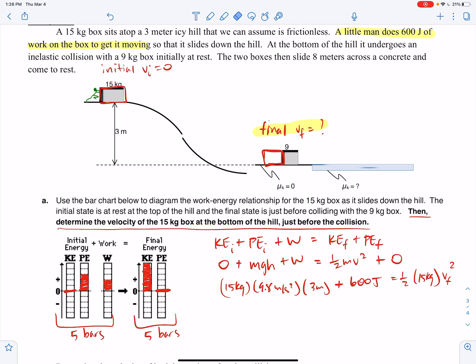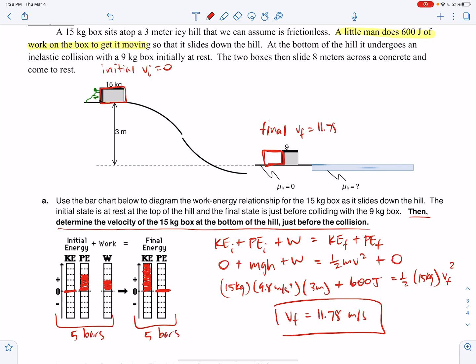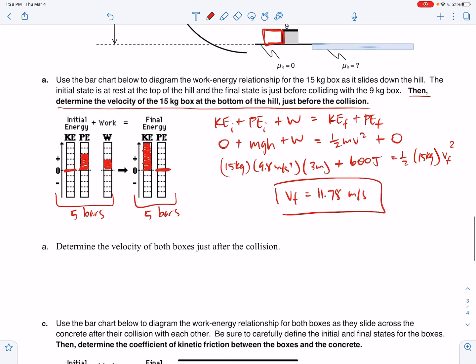multiplying on the left side, adding the 600 joules, solving for V final, I get that the final velocity just before hitting the other box is 11.78 meters per second. Okay, so I can add that to my picture here if I want. 11.78 meters per second. Okay, let's keep going.